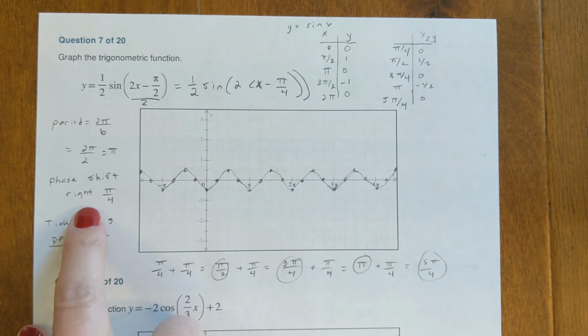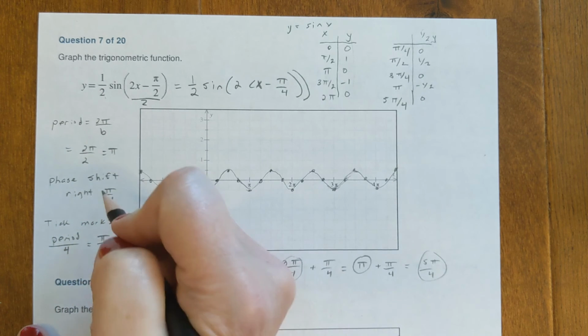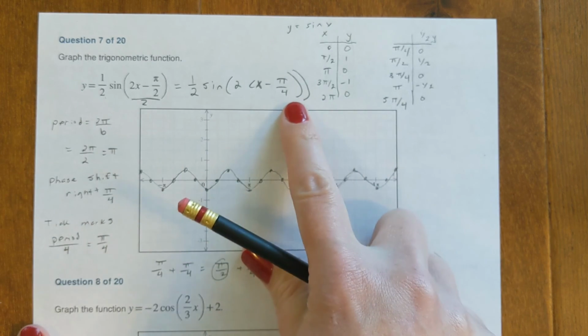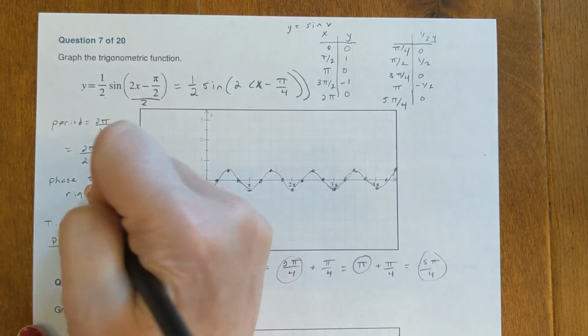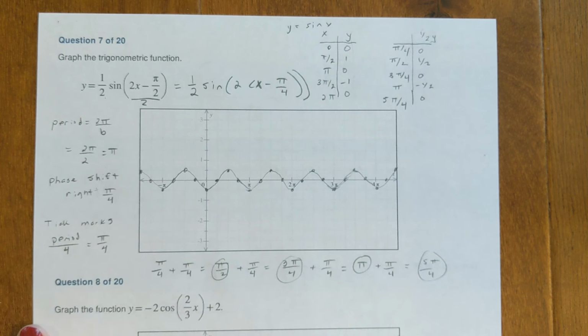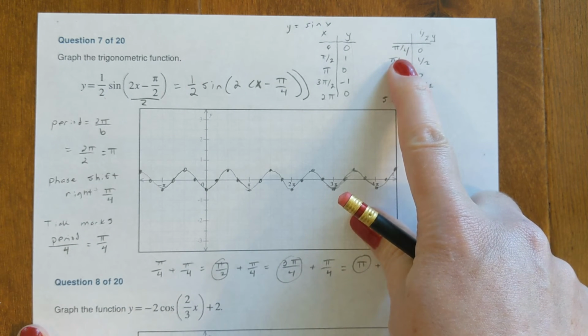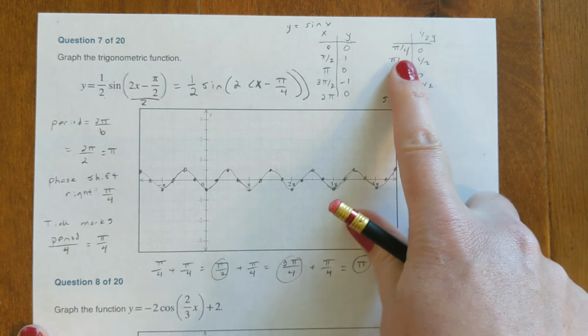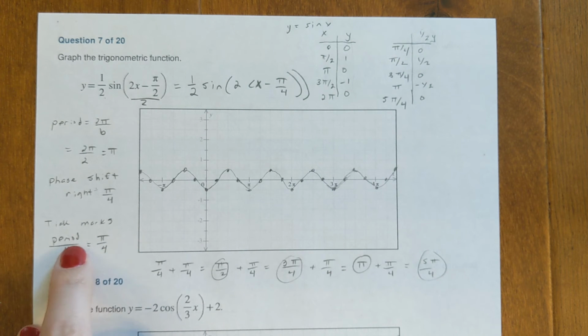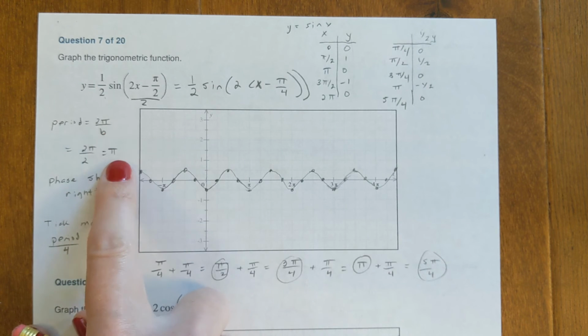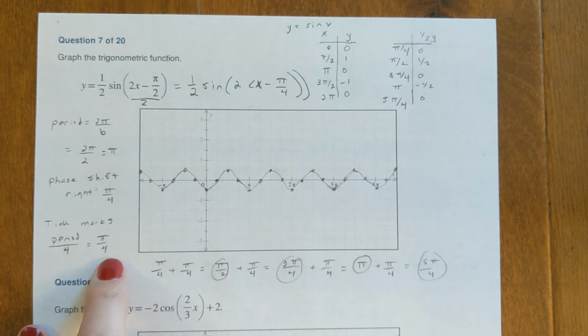And then on top of that, it has a phase shift right pi over 4 because it's negative pi over 4, so you got to do the opposite and add pi over 4. So the graph starts at the number pi over 4. And then from there, you got to use the tick marks. And the tick marks would be the period divided by 4. And the period for this function, again, was pi. So it's pi over 4.